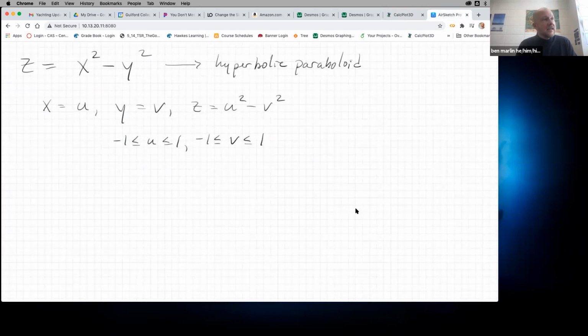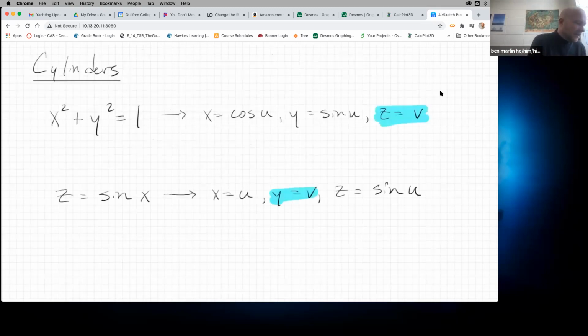If you had to do a section of the hyperbolic paraboloid that was inside of a cylinder, like x squared plus y squared equals 1, then it would totally make more sense to let your x be the u cosine v and the u sine v. Okay. All right.